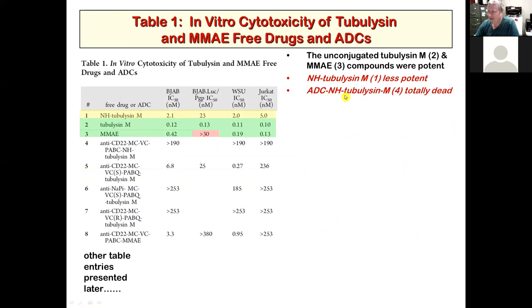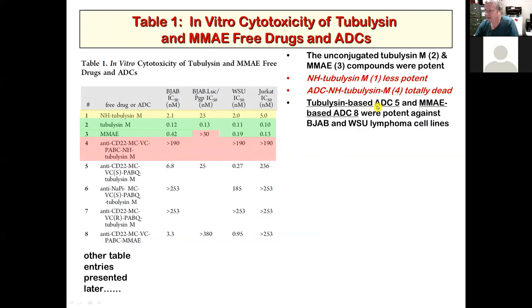The ADC based on tubulysin M, this is the one that created the secondary amine, is totally dead. That's this one. So this is the one that creates a secondary amine, and it's very low IC50. Okay, tubulysin based ADC5 and MMAE based ADC8 were very potent against these lymphoma cell types. So this is the tubulysin one versus the monomethyl auristatin one.